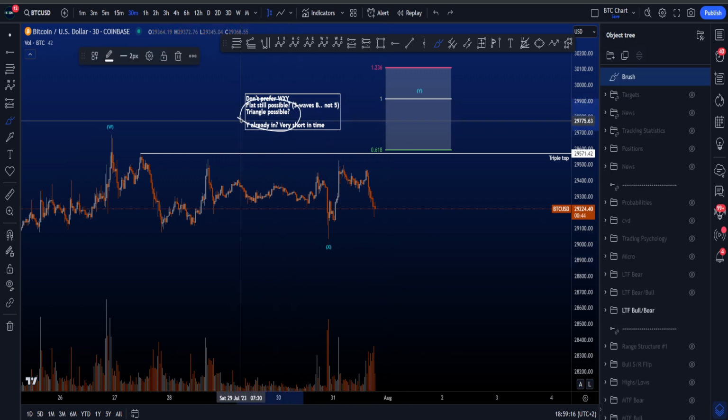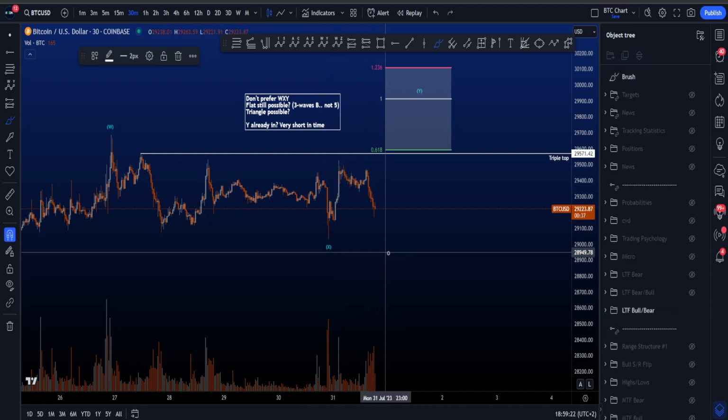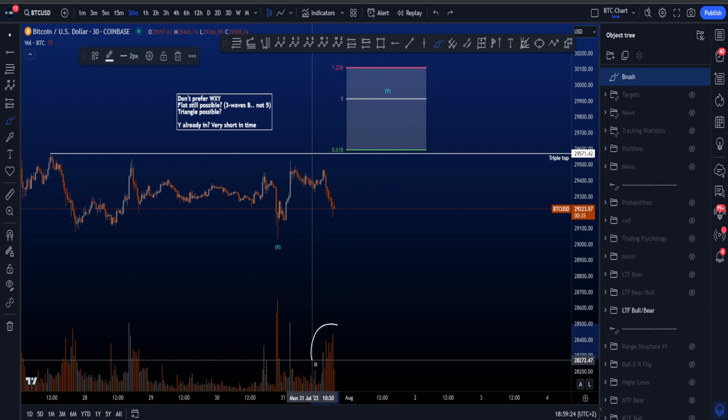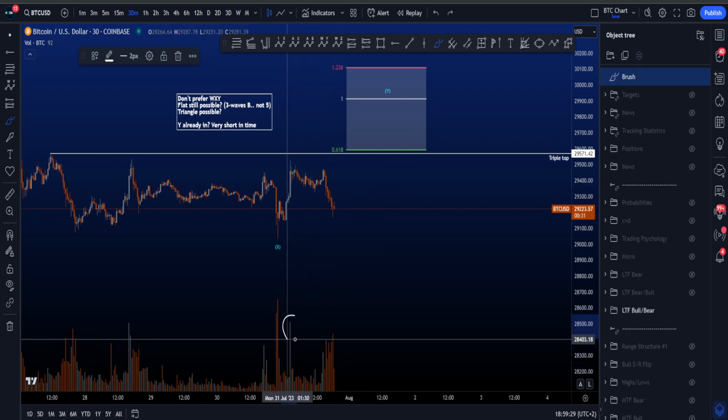A triangle is still on the cards. Then we have a 3-wave over here, followed by another 3-wave. So a zigzag in a wave A and then a zigzag in a wave B. And at the moment, the volume over here is very much increasing. As you can see, quite a high amount of volume, not higher than this peak.